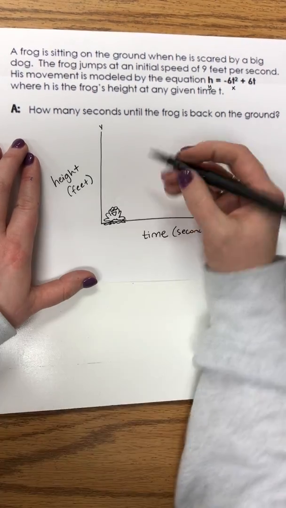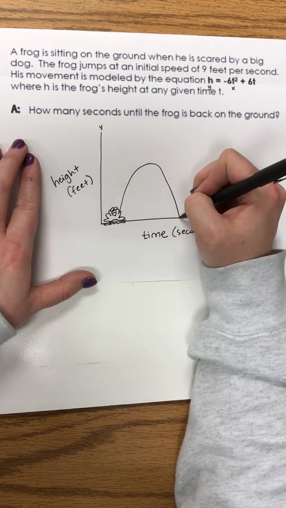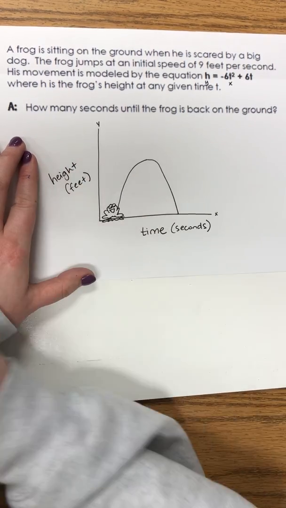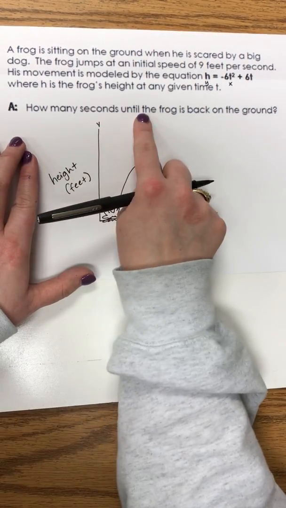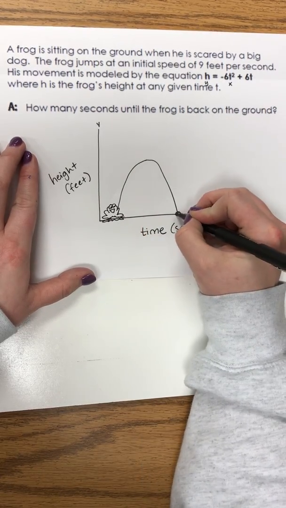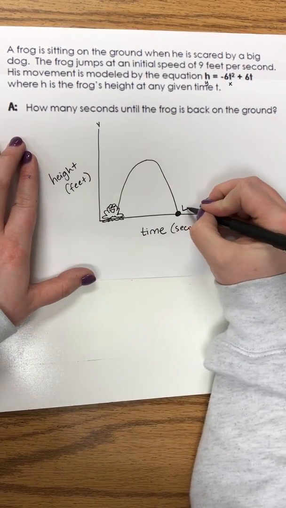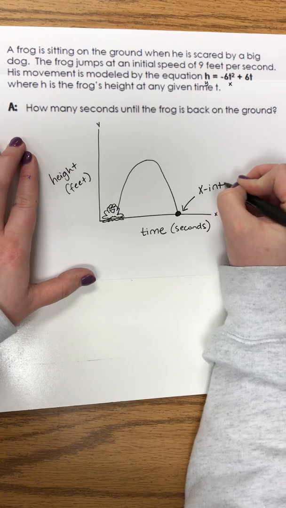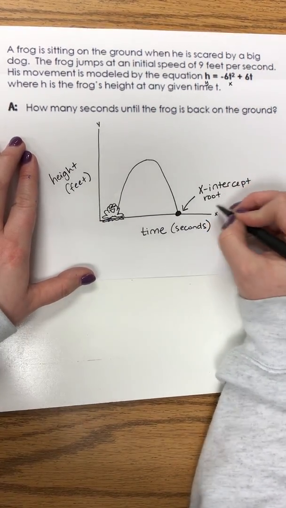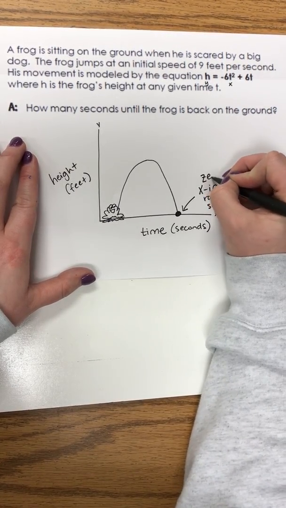Okay. So the frog is going to jump up in the air, and then what comes up must come down. So it's going to come back down, and it's going to hit the ground again. Okay, so there's my graph. I've got my labeled axes, and then go back to the question. It says how many seconds, that's time, that's x, until the frog is back on the ground. Well, that's going to be right here when he comes back and hits the ground. So what this problem is asking us to find is our x-intercept. Or you could use one of the other three words. You could say root, you could say solution, or the fourth one was 0.